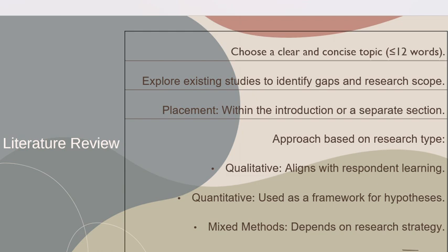Research approaches. Finally, your approach to the literature must align with your research type, like quantitative, qualitative, and mixed methods. Qualitative research uses the literature to align with respondent learning and human experiences. Quantitative research uses it as a formal framework to build and support hypotheses. Mixed methods require a flexible approach that depends entirely on your specific research strategy.